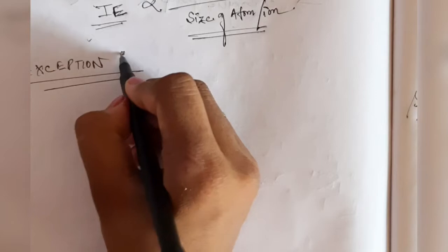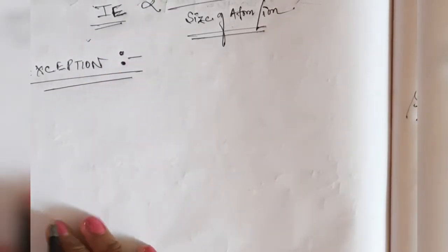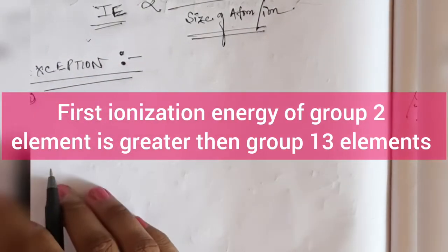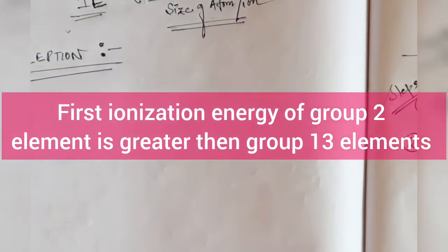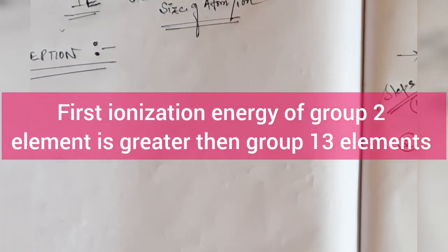Exceptions are very much important. Why? Because from this only your competitive examination questions come. So what is the first exception we can predict? The first ionization energy of group 2 elements is greater than the corresponding elements of group 13.